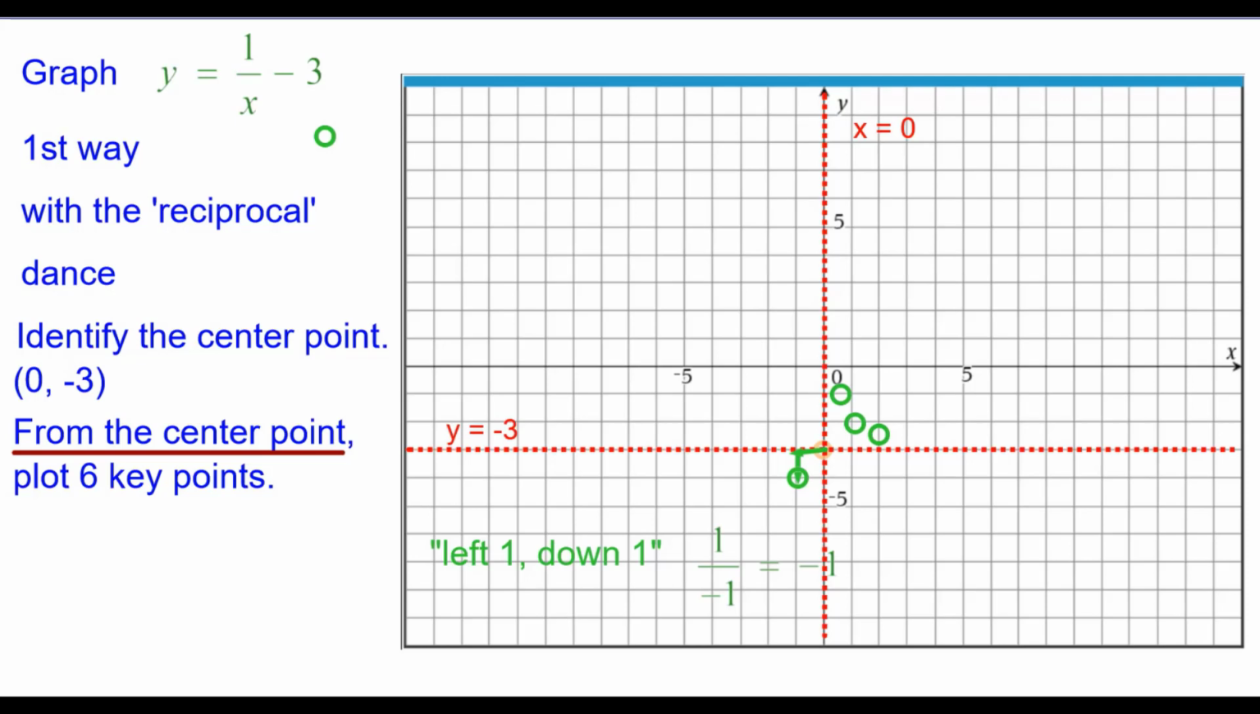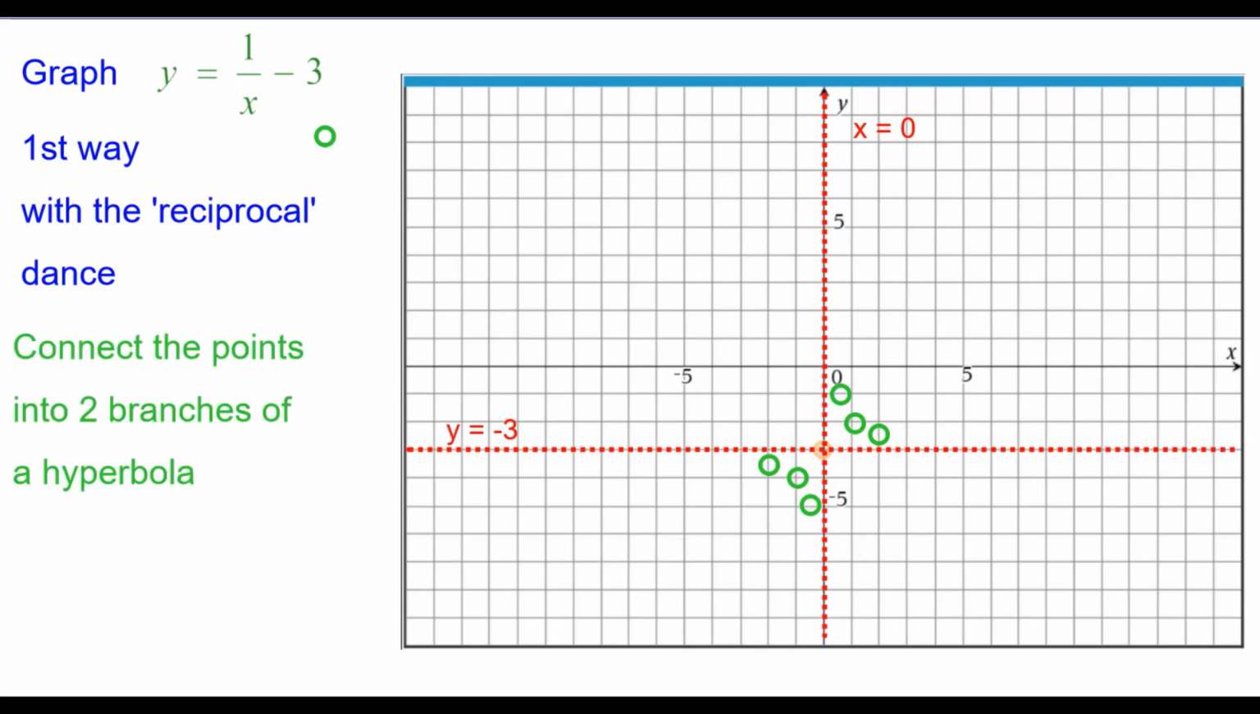Going down into the so-called new third quadrant, left 1, down 1, because the reciprocal of -1 is -1. Left 2, down a half, because the reciprocal of -2 is -1/2. And left 1/2, down 2, the reciprocal of -1/2 is -2.